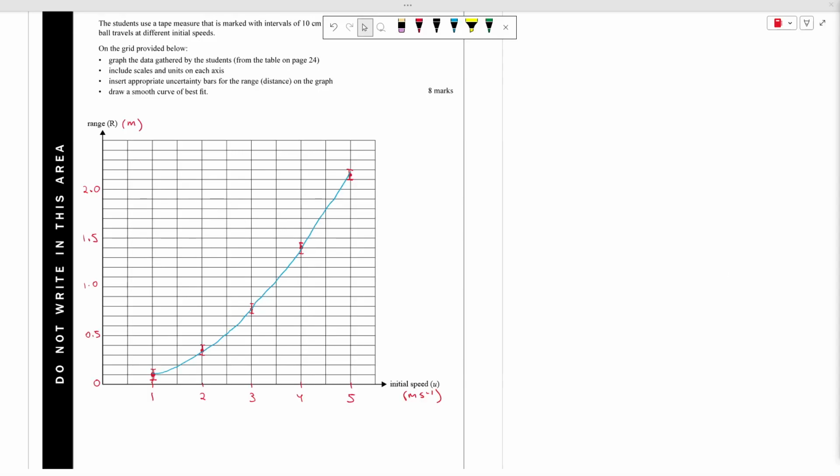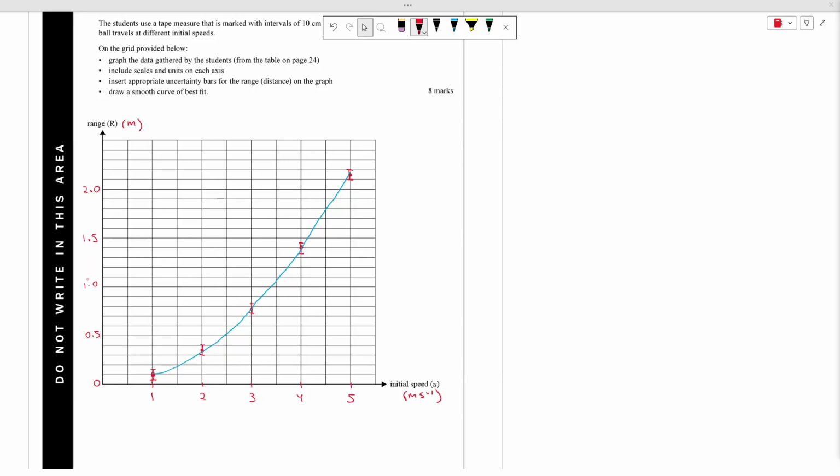Alright, we're back. So there's magically appeared stuff on the screen. Let's explain what has happened here and see where the marks come from. So on the grid provided below, graph the data gathered by the students. So that's simply me just filling in the data points where they should go. And to help me do that, I've got a scale on the bottom and a scale on the side.